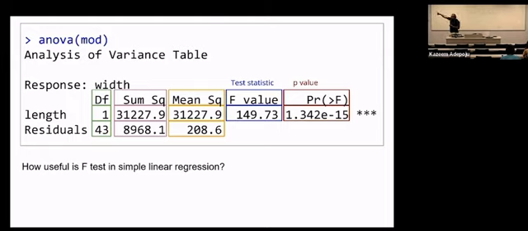How do we get the F? The F is 31227.9 divided by 208.6. Please take notes. There's some mathematics involved. So the F statistic here is 149.73. The p-value associated with that is what you see. It is the p-value that we are going to compare with the level of significance for us to take a decision of whether we have a significant difference or not.